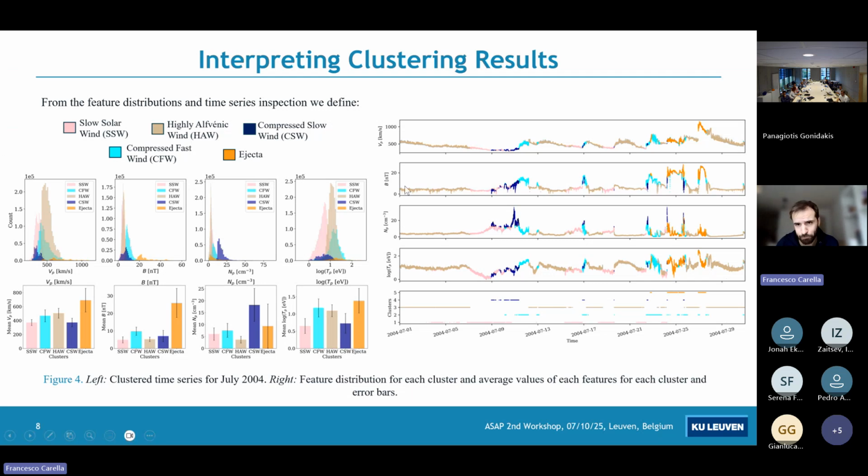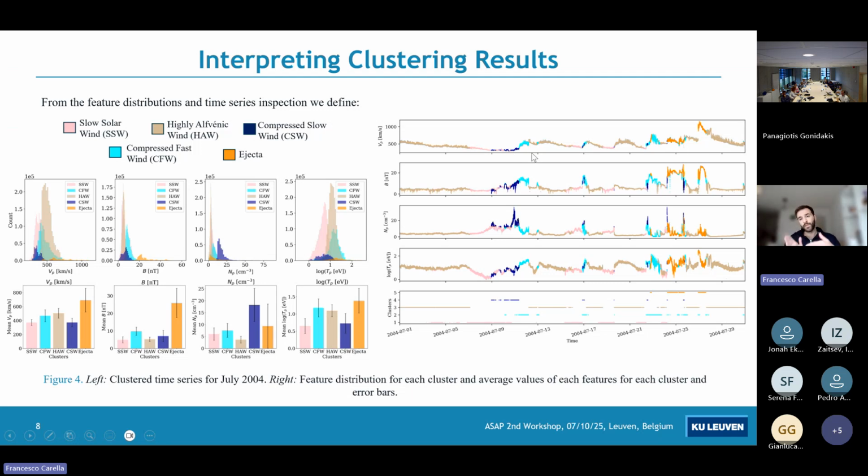So we identify the pink cluster as the slow solar wind, and the brown cluster as the highly alphanic wind. I call it that because it's a cluster characterized by high alphanicity. If you want to talk about alphanicity, just ask later. Then there is the compressed slow wind, which is the blue cluster. Meanwhile, while I'm talking, also look at the feature distribution on the left. Then we have the compressed fast wind, and then the ejecta.